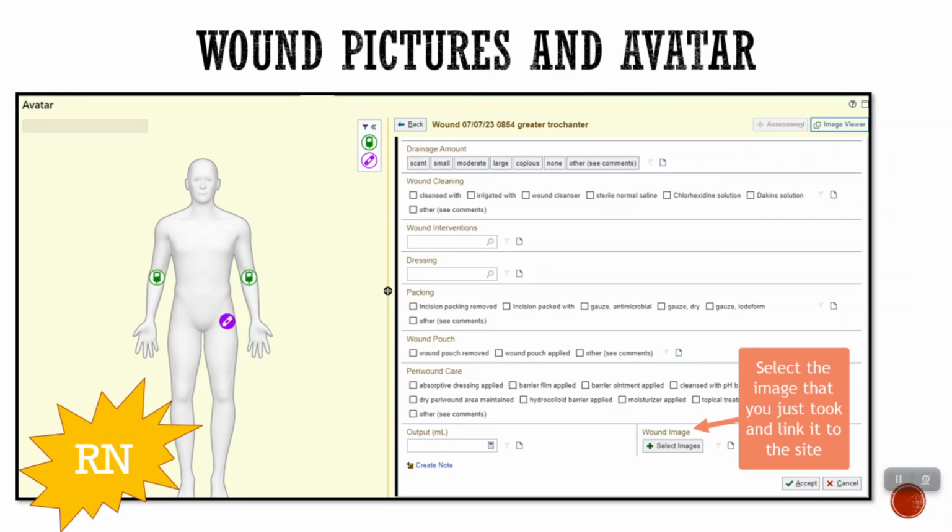The wound pictures in the avatar continued. Select the image that you just took and link it to the site. When you take the picture, please write a brief description, because then that assists in saving that picture into EDH. If you have any questions or challenges in taking pictures, please ask your charge nurse or a colleague or the wound care team to help you in taking those pictures if you're having trouble or difficulty doing that.